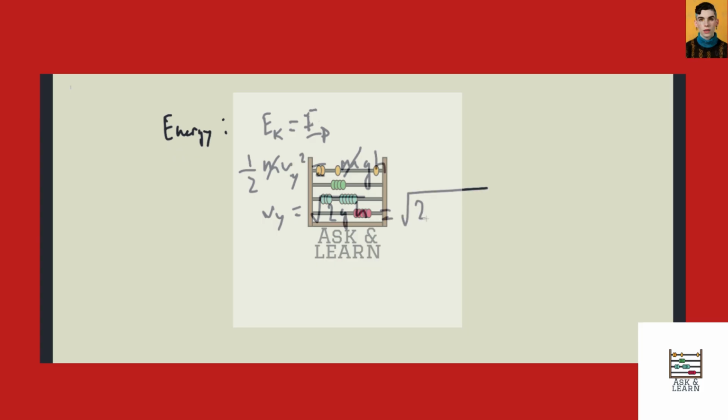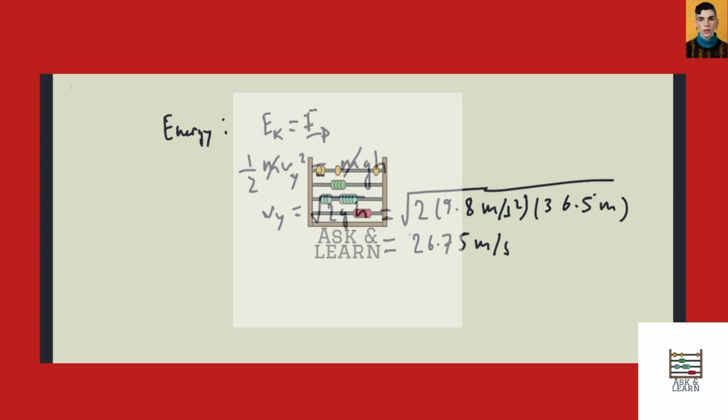So that's 2 times 9.8 meters per second squared times the height, which is 36.5 meters. So the final y velocity is 26.75 meters per second. Okay, now we can calculate the force.